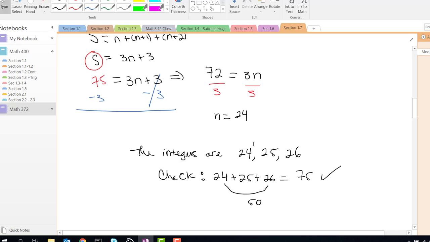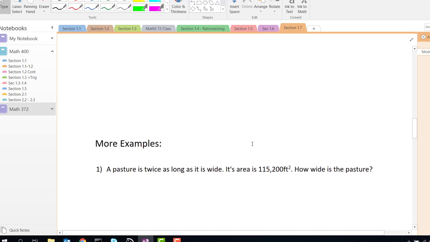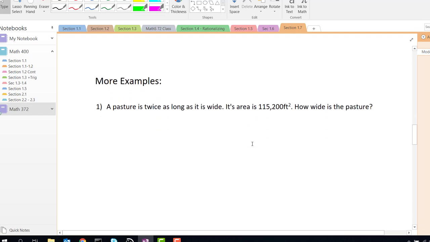We'll do more examples with another word problem. So I have this one, more examples. A pasture is twice as long as it is wide. Its area is 115,200 square feet. How wide is the pasture? Try that. I will record that as a second video.